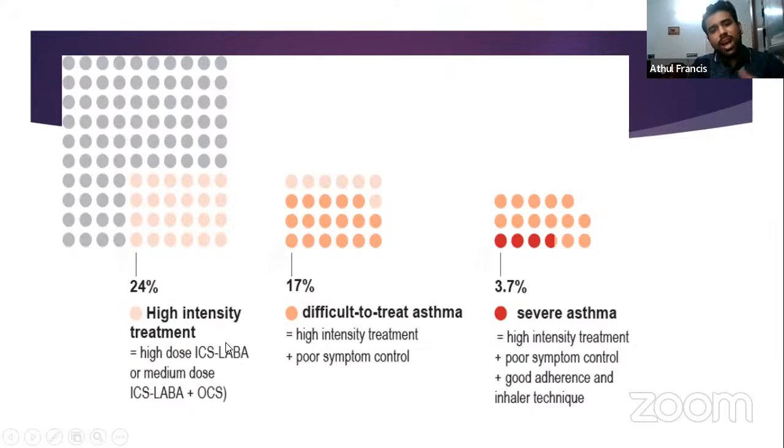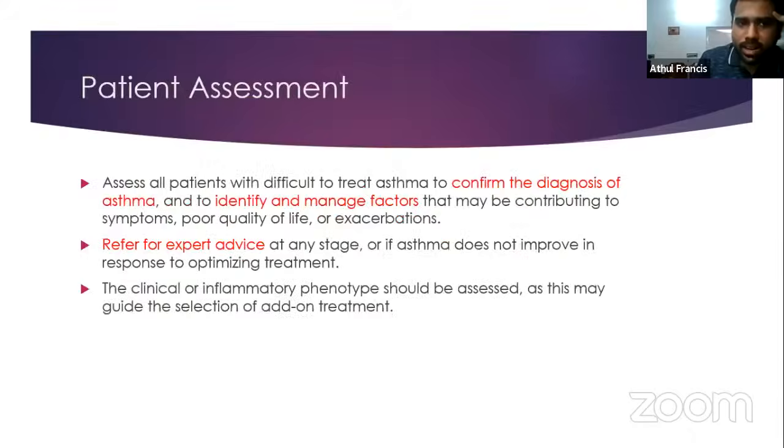In this, you are given a high intensity treatment, but there is a poor symptom control. But the point to note here is, the poor symptom control is either due to poor inhaler use, or if he has any contributory factors which are resulting in asthma. That is obesity, smoking, or maybe an occupational exposure, maybe infections. And here, a small subset of difficult to treat asthma results in severe asthma. That is around 3.7% of difficult to treat asthma patients end up in severe asthma. Here, in spite of high intensity treatment, there's a poor symptom control in spite of good adherence and inhaler technique.